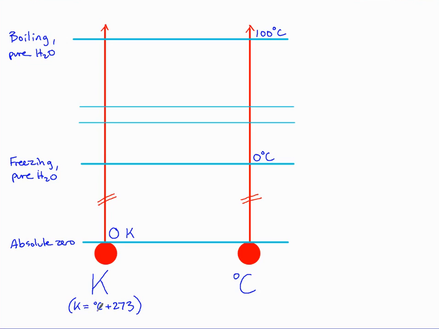Kelvin equals degrees Celsius plus 273. So if I want to know the freezing point of pure water, it is degrees Celsius, which is 0, plus 273, which means the temperature here is 273 Kelvin. If I want to know the boiling point of pure water, it's the degrees Celsius, which is 100, plus 273. So it's 373 Kelvin.